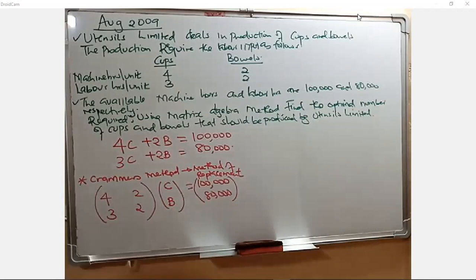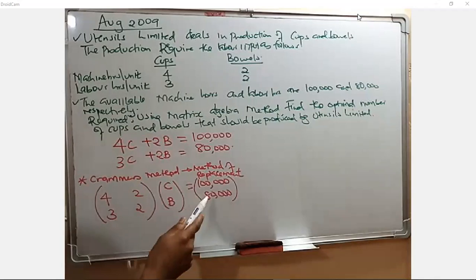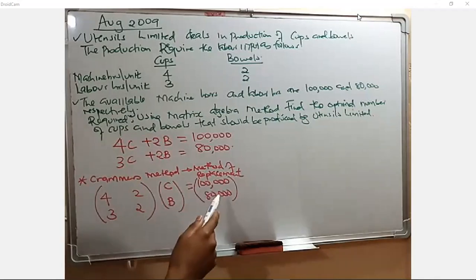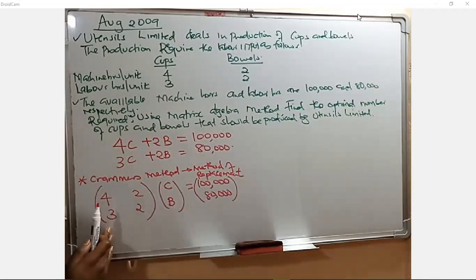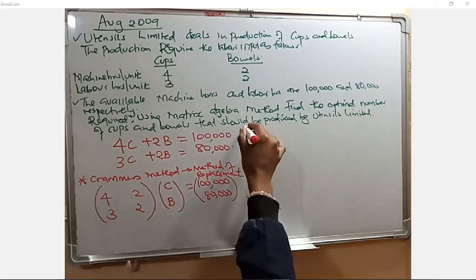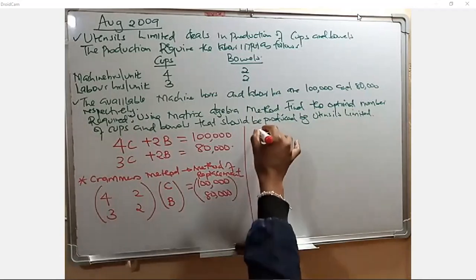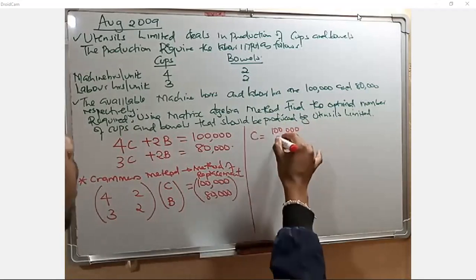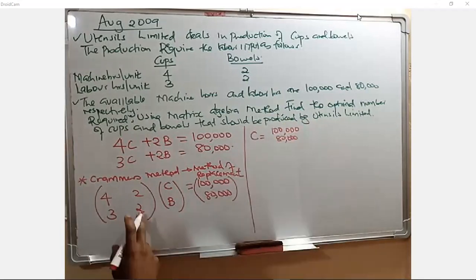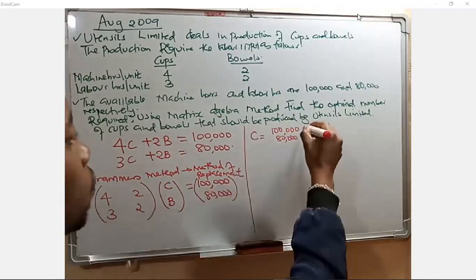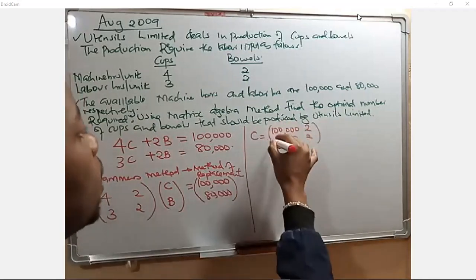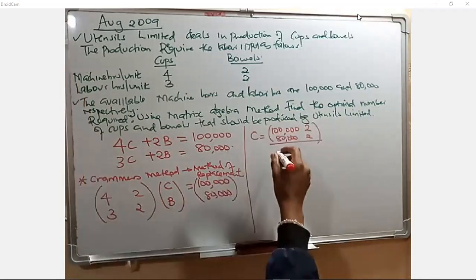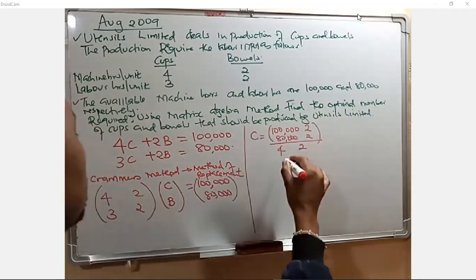When you look at the calculation of C, it means I'm going to take these values on my right-hand side to replace the first column in my matrix. It will be looking like this. To get the value of C, I just take 100,000 and 80,000. Then I copy paste the second column, which is 2 and 2. Then you divide by the original matrix, which is 4, 2, 3, 2.